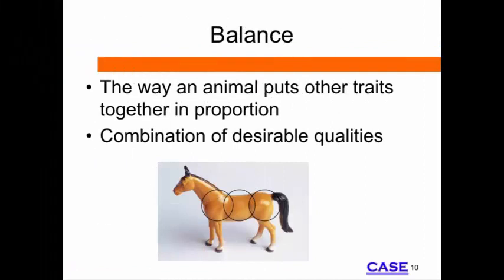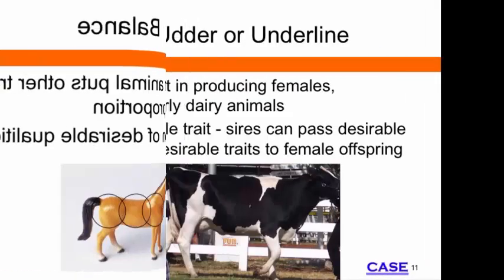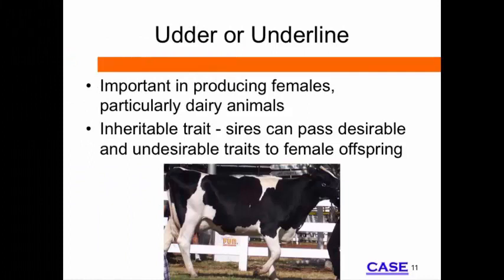Balance can be the most challenging trait to describe and evaluate. Balance refers to how closely an animal combines all traits to the ideal package. The quality of an udder or underline is important in breeding females for producing offspring or fluid milk. Udder quality is not important in market animal selection.